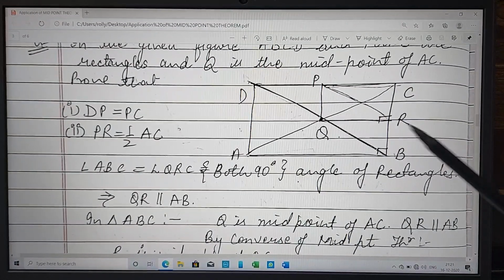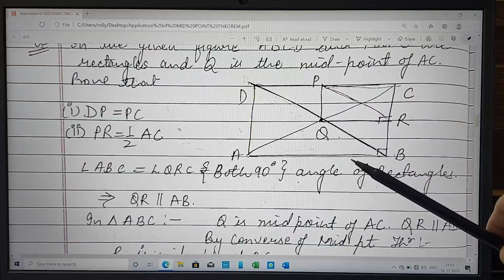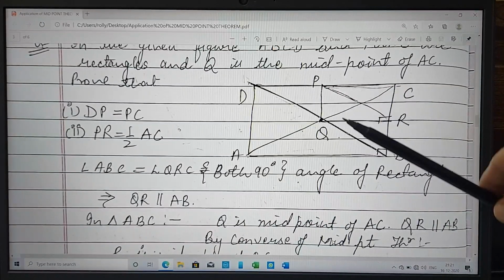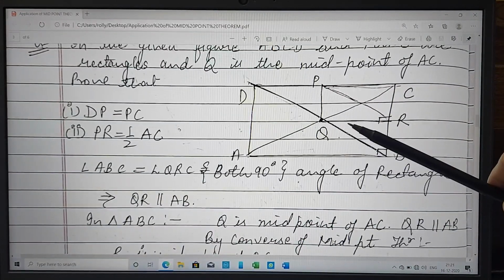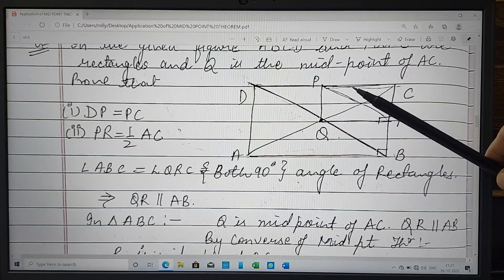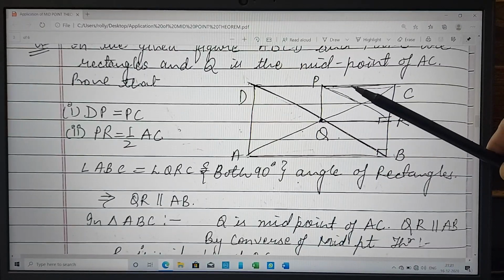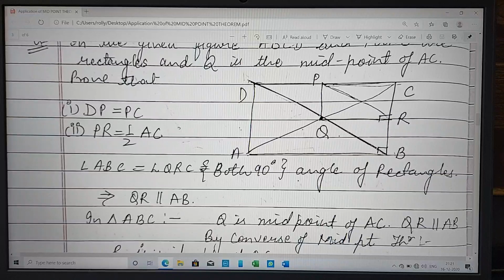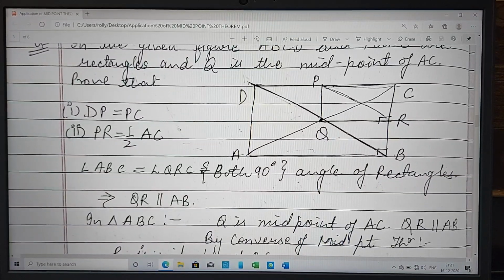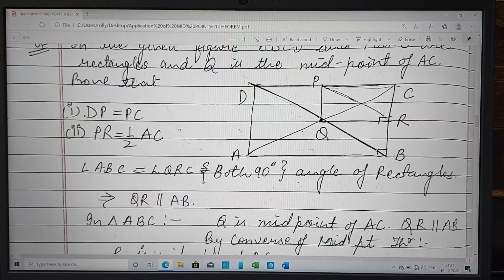Once again I will repeat, QR is equal to half AB. AB is equal to CD. So QR is equal to half AB, or we can write QR is equal to half CD. Now QR is equal to PC. So PC will be equal to half CD. And if PC is equal to half CD, then P becomes the midpoint of CD. Then DP and PC will be equal to each other.